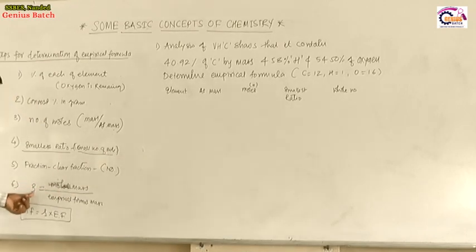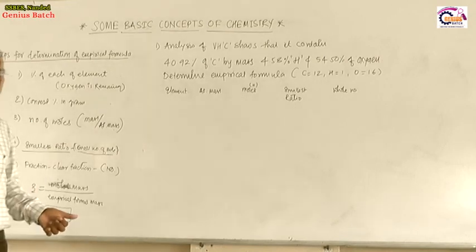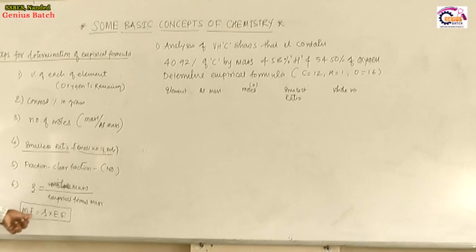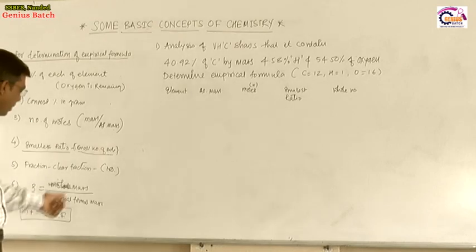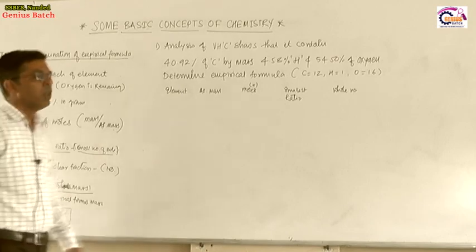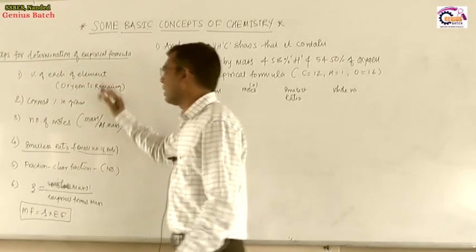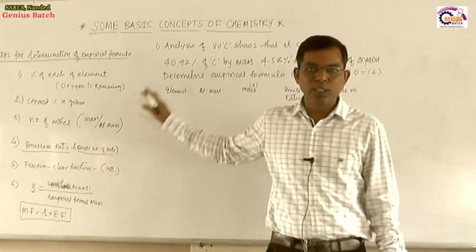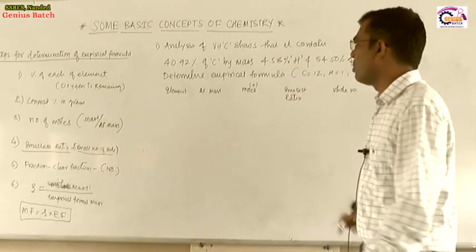And there is a formula R, molar mass divided by empirical formula mass. Take the ratio, find out the value of R, and from this R value we can determine the molecular formula of the compound. For determination of the molecular formula, the molecular weight of that compound must be known. On this basis, we will now solve two problems.